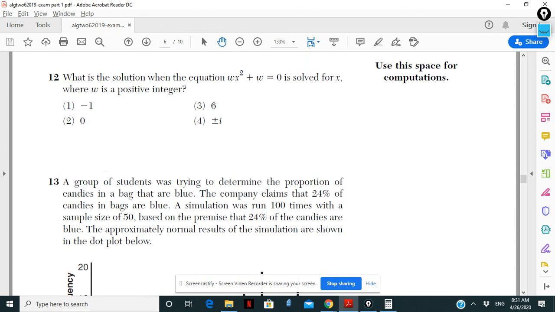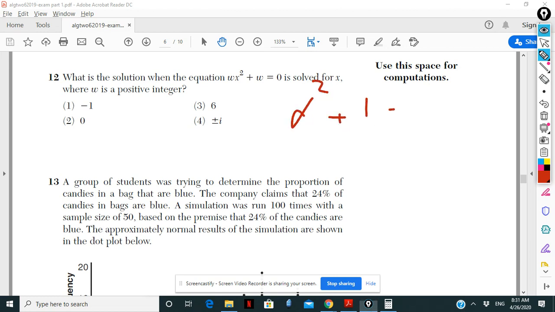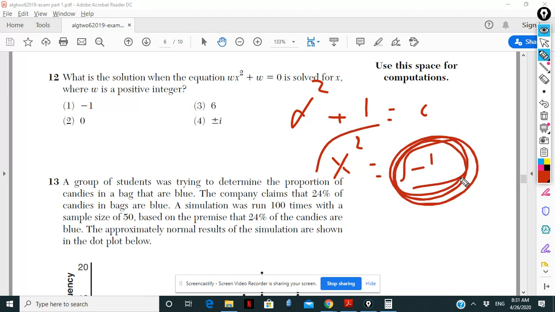Question number 12. So if w is a positive integer, what is going to be the solution? Look, so I'm going to assume it's 1. So x squared plus 1 equals 0. So x squared equals negative 1. Taking the square root, I have here a square root of a negative, so I should have an imaginary number. So the answer is 4.